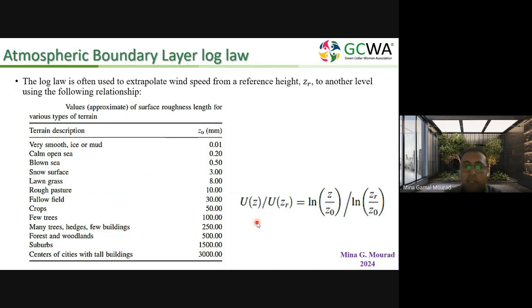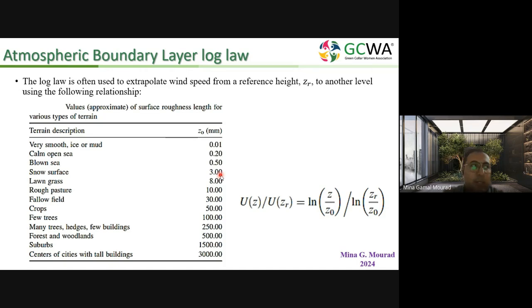The log law depends on the boundary layer that exists. Any engineer who knows fluid mechanics will know the boundary layer. It is a layer adjacent to any surface, and it has more viscous effects. Viscous effects exist in these layers to a higher degree than in the outer regions of the boundary layer. So the boundary layer is a region adjacent to the surface that the wind is flowing over.